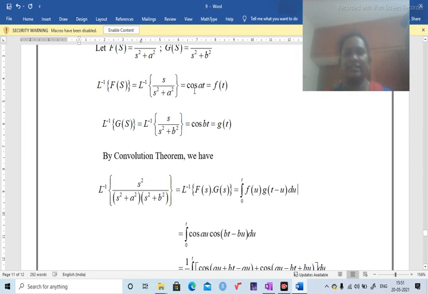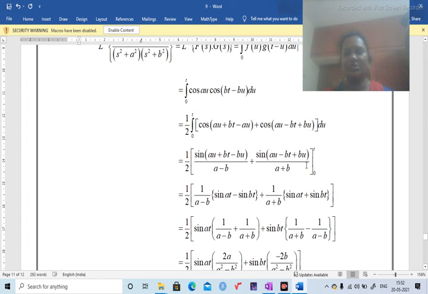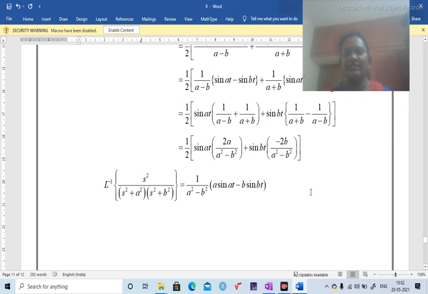F of t is cos at, means f of u means cos au. G of t is cos bt, means g of t minus u is cos b of t minus u. That means b(t minus u) du. Observe, here also we have a product. That's why by using the transformation formulas, I am going to convert this multiplication as addition. Integrate, substitute upper limit minus lower limit, go on simplifying, then you are going to get this as the final answer.